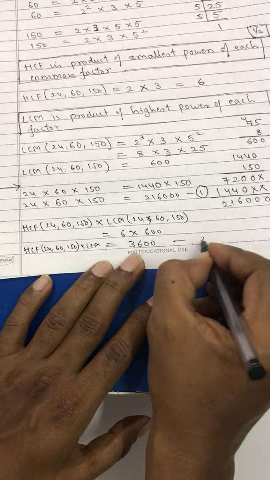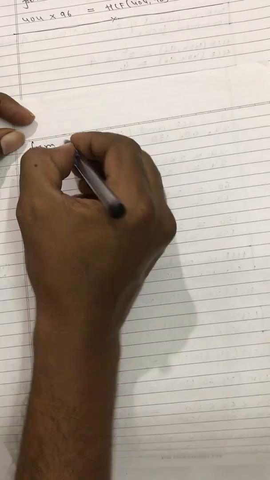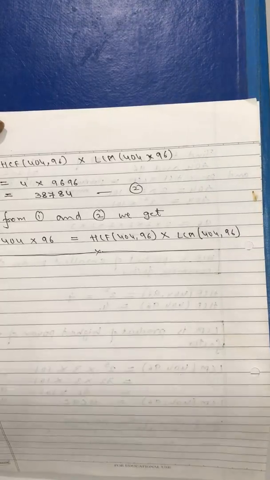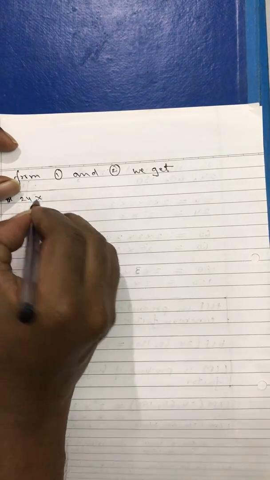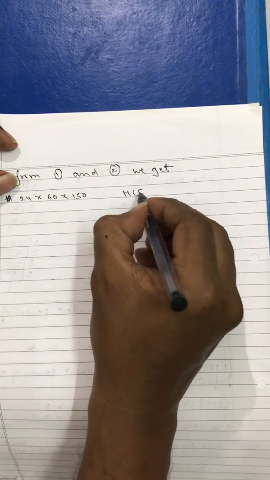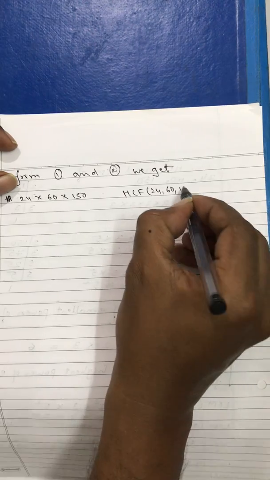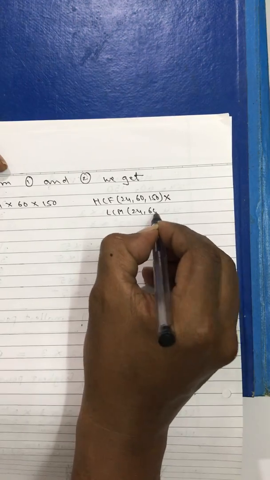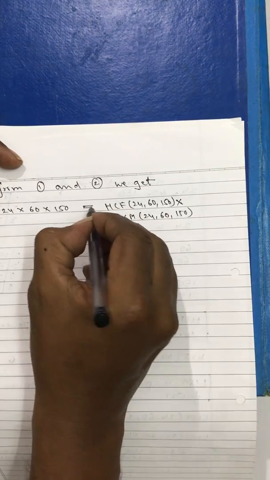Consider this, please. This is 2, and from 1 and 2 what do you get? From 1 and 2 we get 24 into 60 into 150, and HCF of 24, 60, 150 into LCM of 24, 60, 150 are not equal.